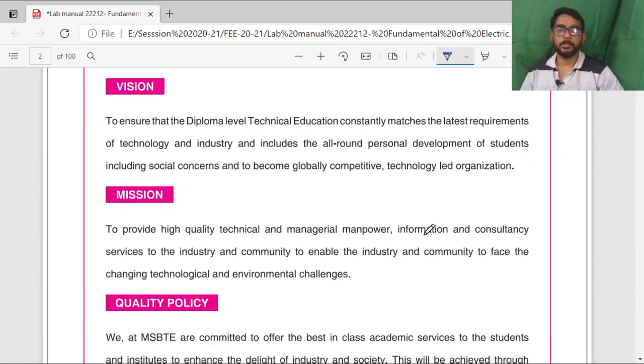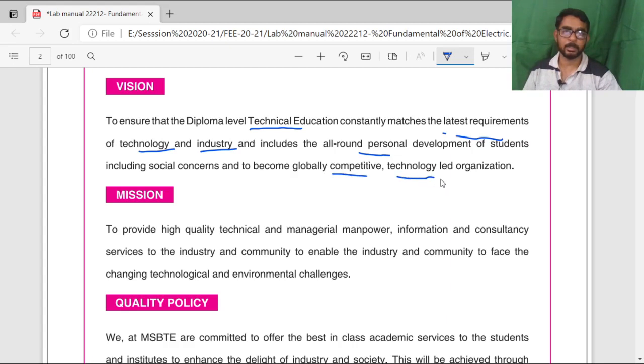So, look at the vision of MSBT. The vision of MSBT is to ensure that diploma level technical education constantly matches the latest requirements of technology and industry, and that the personal development of the student is also there, so that he will be able to compete globally, and lead technology and organizations also. So, this is the vision of MSBT.